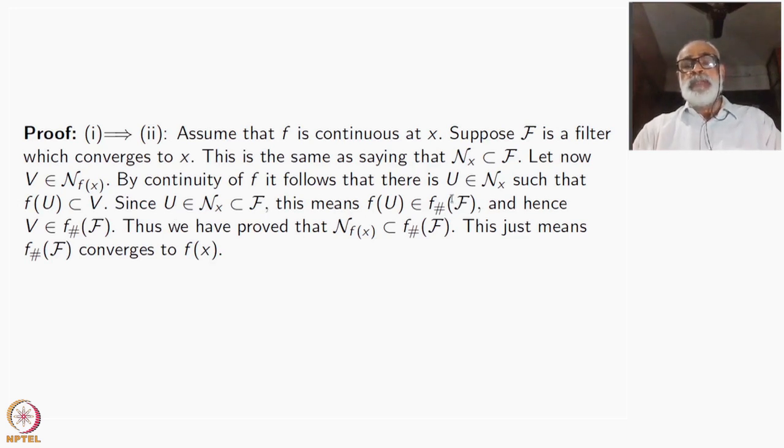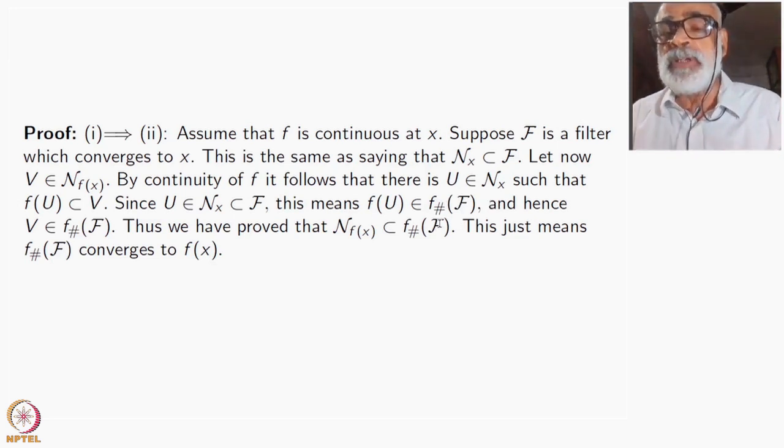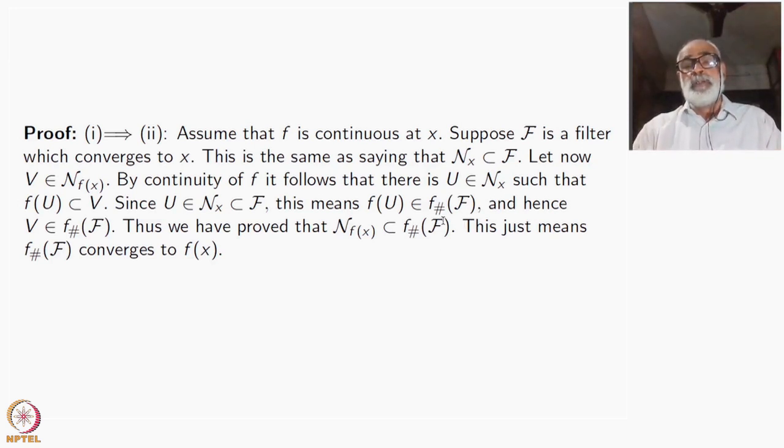Therefore, f of U will be inside f of, first of all, members of F. Therefore, it is inside f check of F. Okay. So what we have shown is that f(U) itself is in f check of F. Everything above, bigger than that will also be in f check because f check is a filter. So V is in f check of F. So we have shown that the neighborhood system at f(x) is inside f check of F. So that just means that f check of F converges to f(x). f(x) is a limit. So 1 implies 2 is over. Okay. Let us do 2 implies 3.